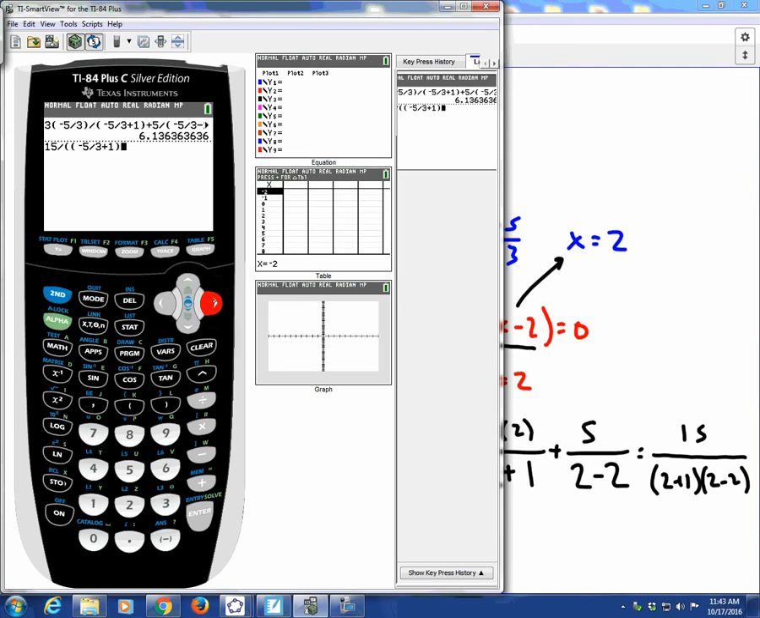Now, that second set of parentheses is for my first linear factor when I plug in negative 5/3. And right here, we'll say negative 5 divided by 3. And then this is going to be minus 2. Close parentheses for my denominator. And we press enter one more time, and we get 6.136 with that 36 repeating. So right here, this solution checks out, right?